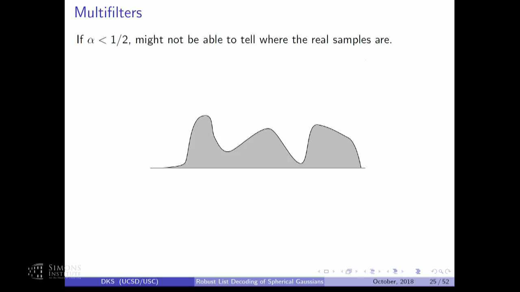And there are actually many places under this distribution where we can hide an alpha mass Gaussian. The problem is when alpha is more than a half, then most of the samples are good, so the median of your samples has to be close to the mean of your Gaussian. But when you only want a small number, there are a bunch of bumps, any of which could hide your Gaussian. And so we can't just say, well, here's a line, everything to the right of this line has to be bad, because we don't know where the good samples are located.